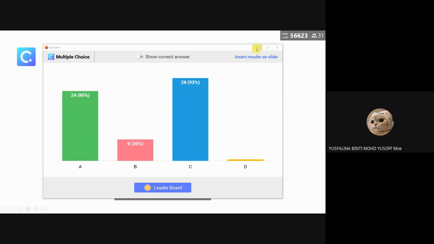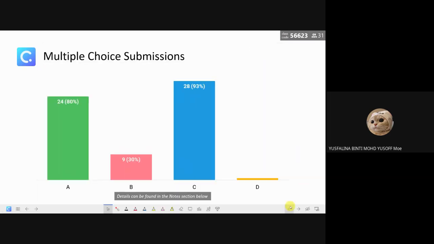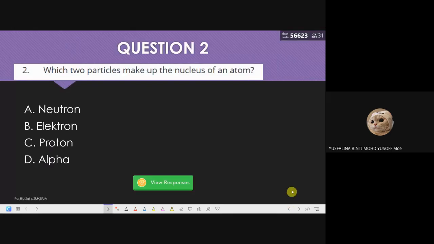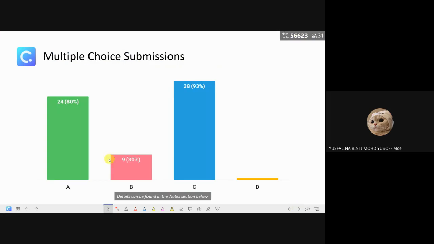Okay, so many of you answer C. Some of you answer E also. Actually there are two answers for this one. For the nucleus, it consists of proton and neutron. So the answer is A and C. Maybe some of you chose A but didn't choose C. I told you already there are two answers for this question. So the answer is A and C.